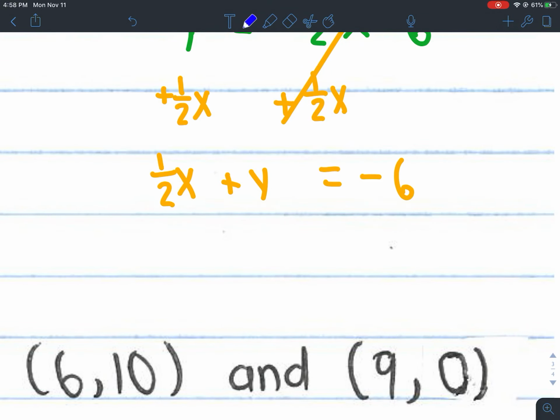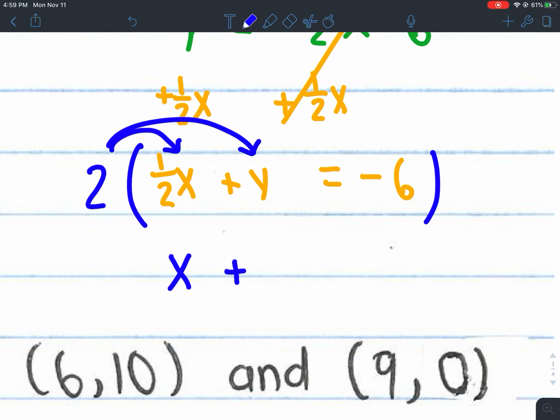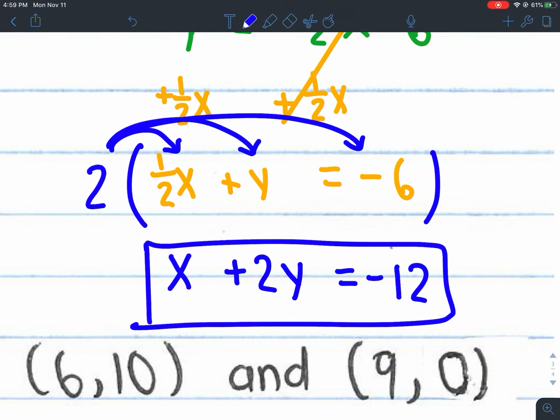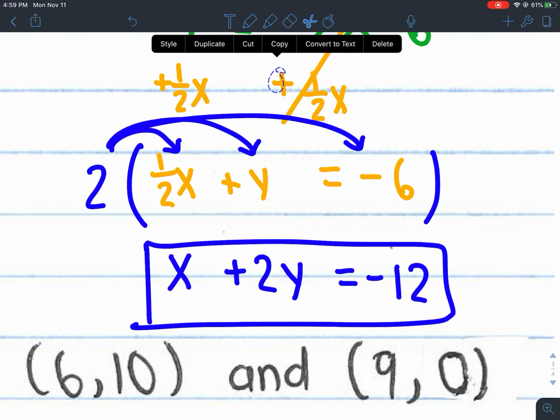Now, is this in standard? No. X and y are on the same side. A is positive, but a is also a fraction. We got to get rid of fractions. Multiply everything by the largest denominator. Well, the largest denominator is 2. 2 times 1/2 is 1, so it's just going to be 1x. 2 times y is going to be positive 2y. 2 times negative 6 is negative 12. You want to make sure you multiply everything by what you're multiplying by, right? So you don't want to just multiply some things. You always multiply everything.